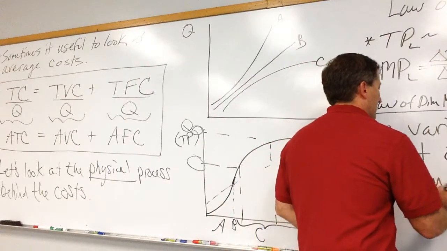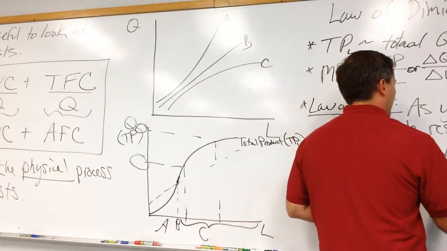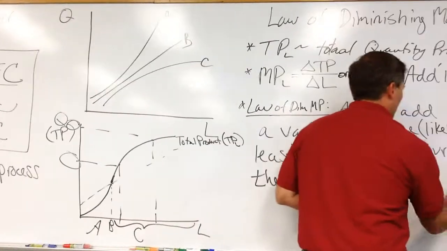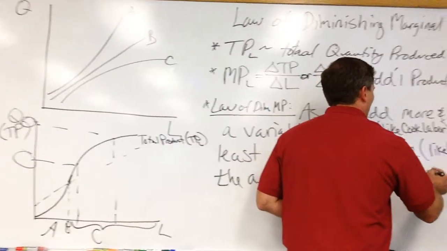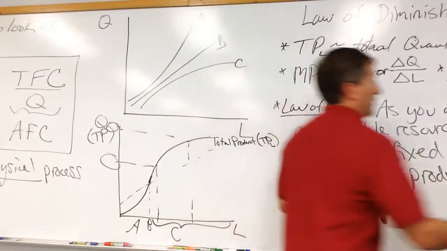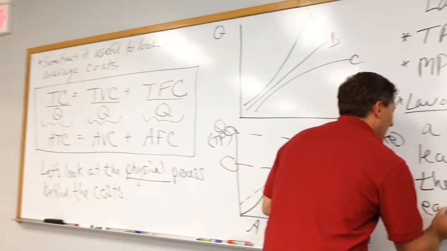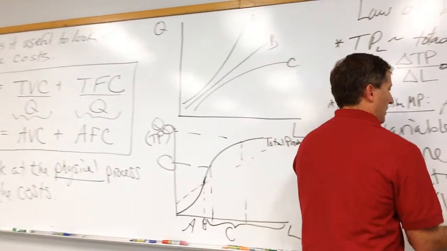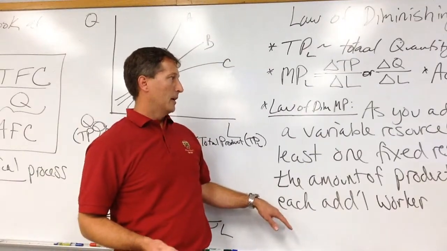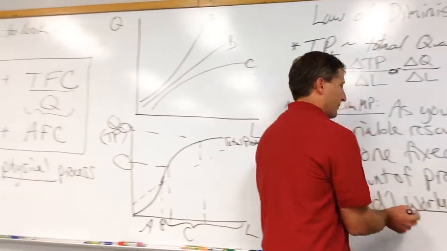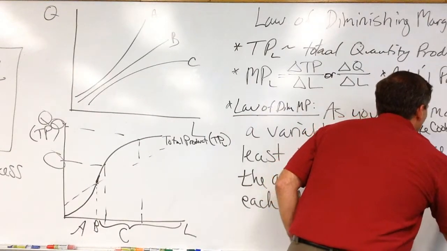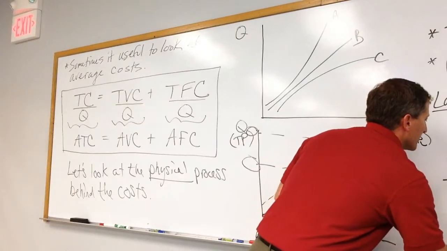as you add more and more of a variable resource to at least one fixed resource, the amount of product, which in our case was our quantity of hamburgers, the amount of product from each additional worker, just to avoid putting in variable resource in here, from each additional worker eventually diminishes. Eventually falls or diminishes.